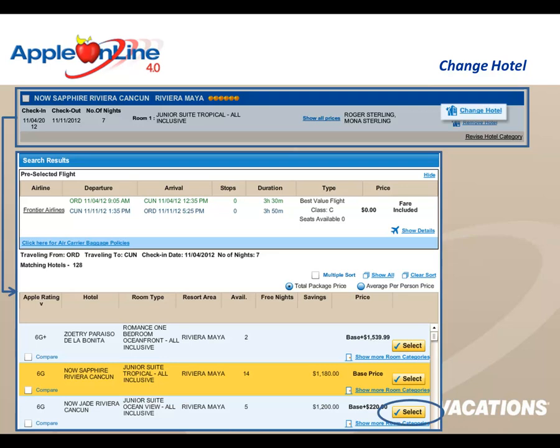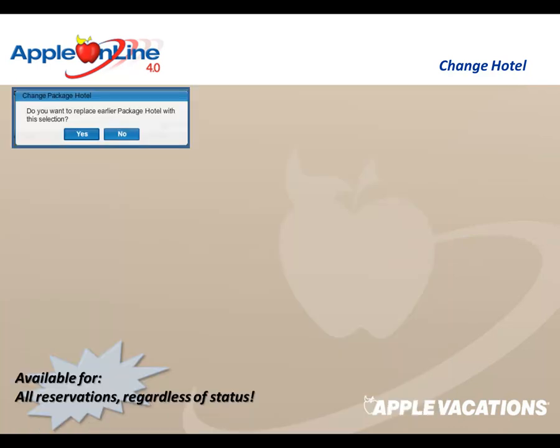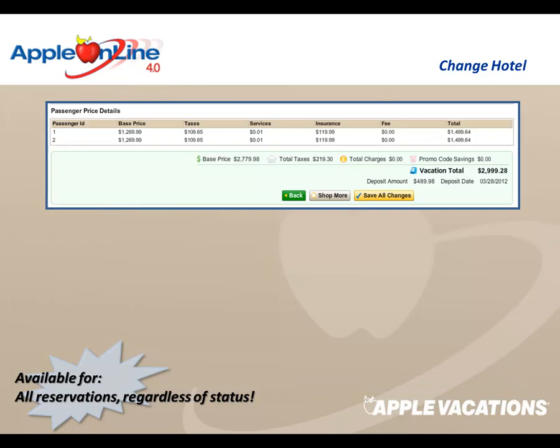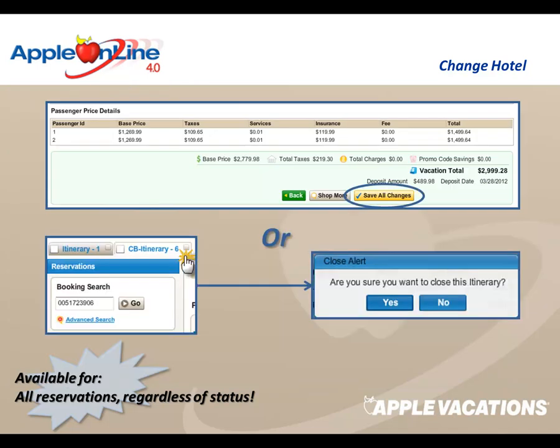Select your desired resort. Confirm whether you wish to make the changes or not. And make sure you take note of any applicable hotel change fees. If assessed, they will be located in the Fees column. You can click Continue Booking to proceed forward, and finally, you may choose to save all of your changes or cancel all changes. I mean, really, how easy was that?